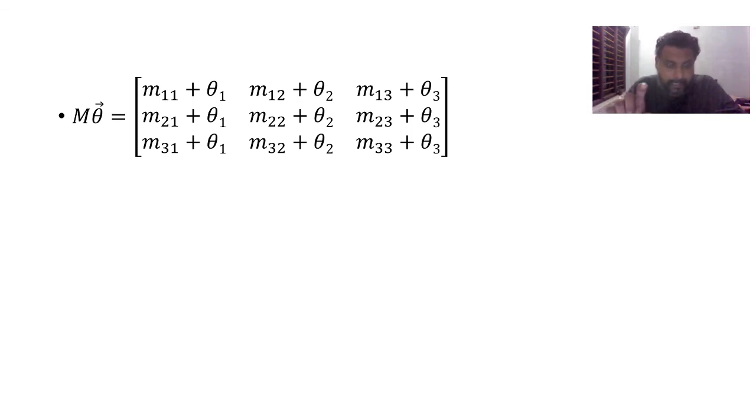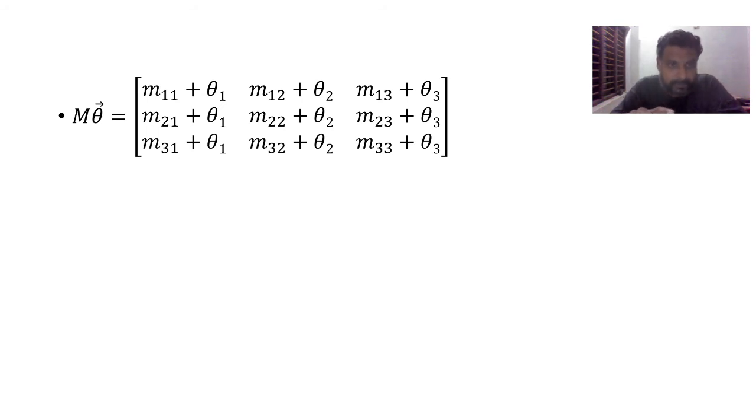It is actually this. If you are multiplying M and θ, you just do that by yourself. You can see that what I have indicated here is incorrect. Just make a small change here. It is exactly m11 θ1 plus m12 θ2 plus m13 θ3. The second row is m21 θ1 plus m22 θ2 plus m23 θ3. And the third row is m31 θ1, m32 θ2 plus m33 θ3.